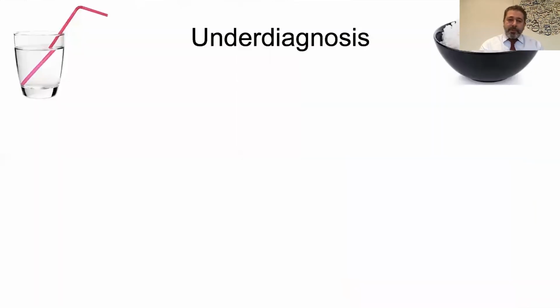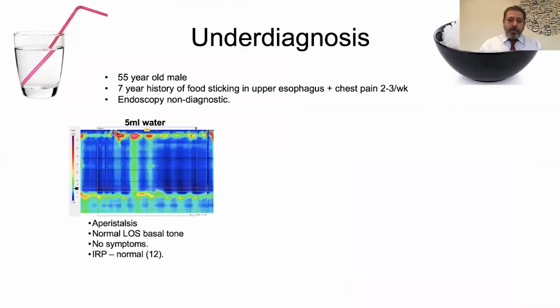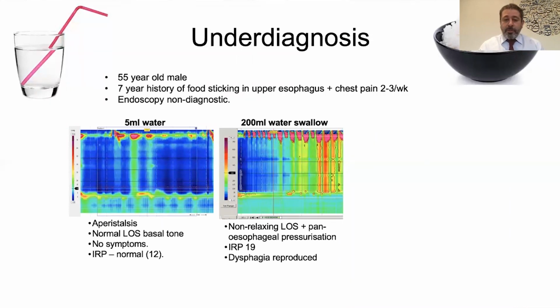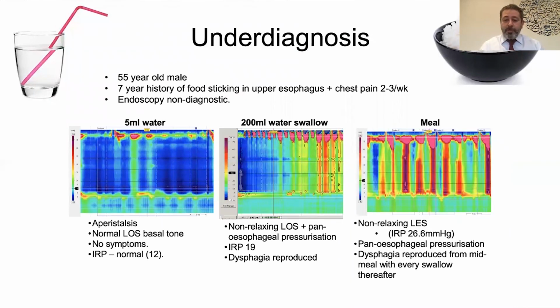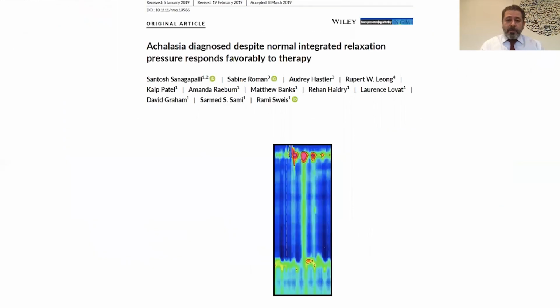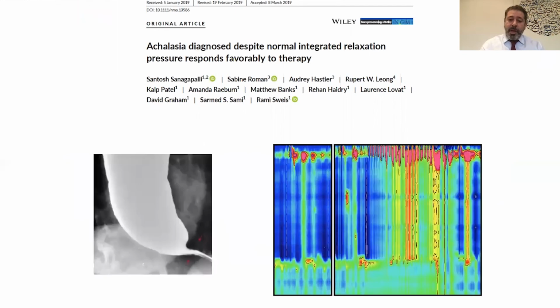What about underdiagnosis? Here's an example of a patient with peristalsis, and there is no evidence of obstruction. But when 200 ml of water is drunk freely or a meal is provided, you can clearly see that there is obstruction. And so it is very important that patients with peristalsis with no evidence of obstruction have something else done in order to identify and confirm that there is no underlying achalasia.